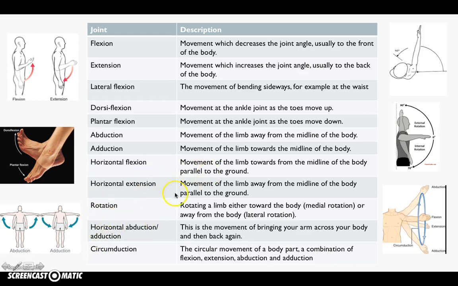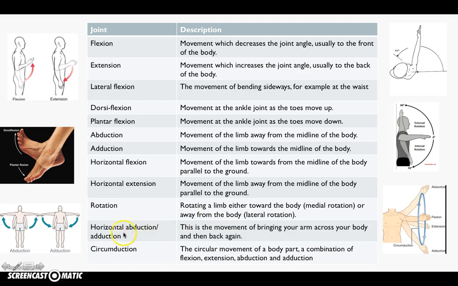Rotation, so in rotation we have both internal and external rotation, also known as medial and lateral. I can understand if your head's kind of all over the place now because of all these different terms, but just get these notes down. So rotation is rotating a limb either toward the body or away from the body. And again, we'll go through these in lesson.